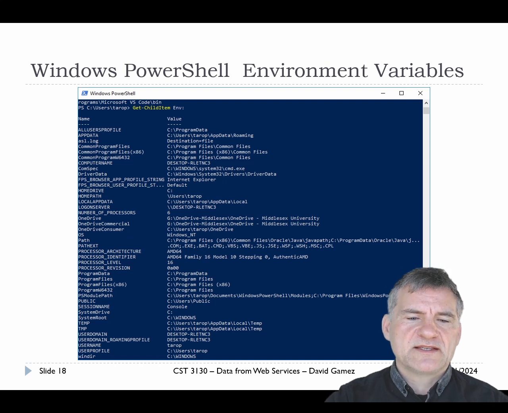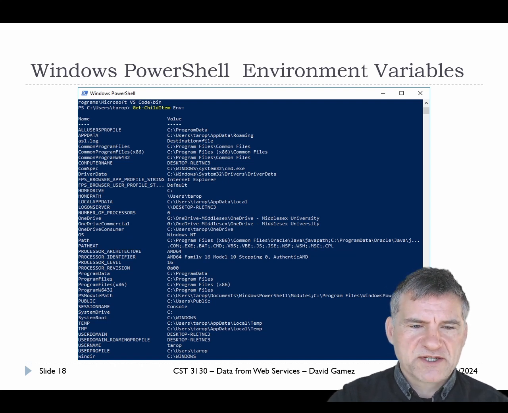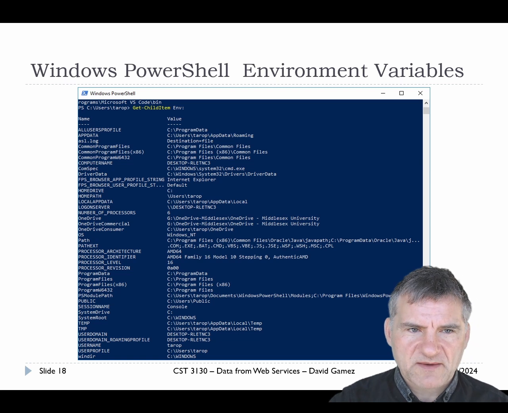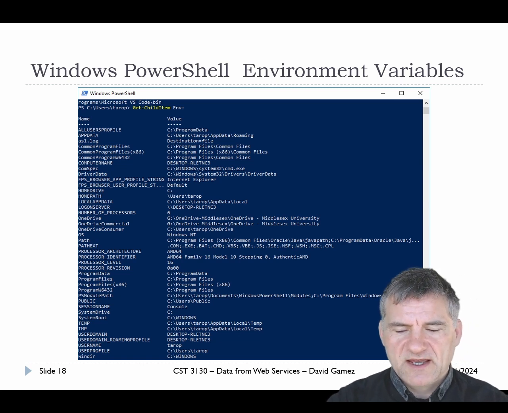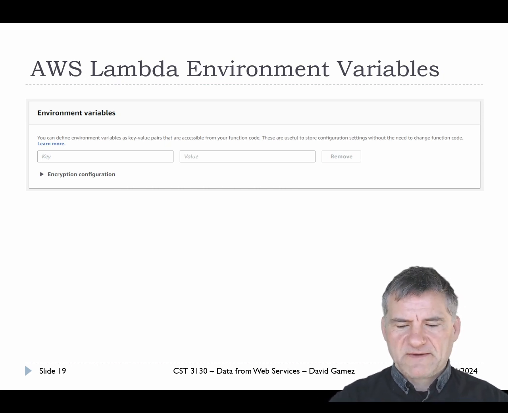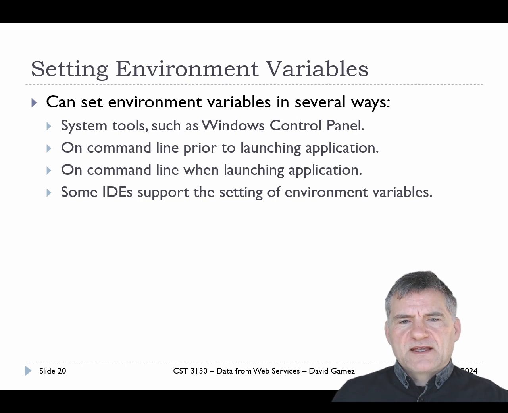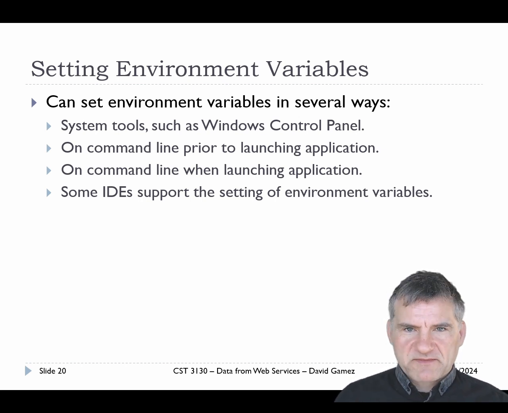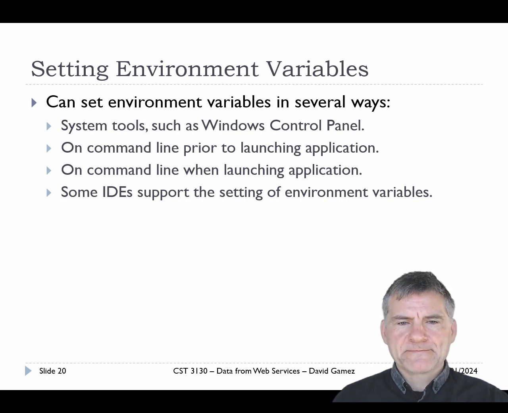I've echoed them here in the shell, and you can see these are all the environment variables within the Windows PowerShell environment, and each environment has different environment variables. When you're working in the cloud, you can set environment variables in AWS Lambda. So there are different ways of setting these things. If you're using the Windows control panel, which I would typically use if I was setting up my path in Windows, I might use that to do that. There's probably a similar way to do that on a Mac, or I think it's bashrc, something like that.